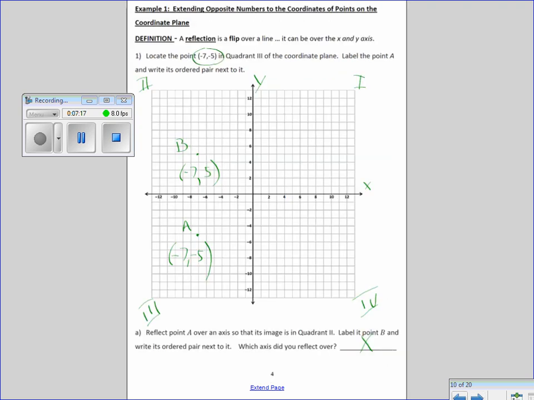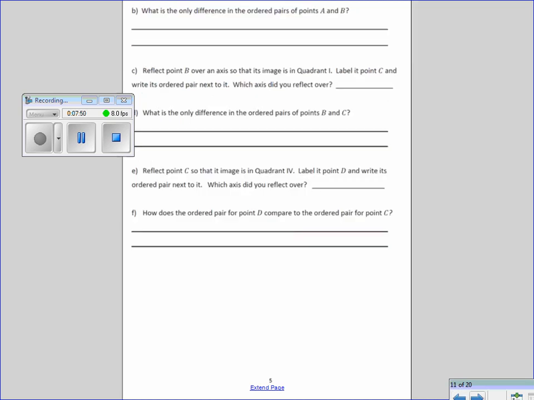This is what I mean by flipping back and forth. Take a look at your x. Are they the same or are they different? Take a look again, your first coordinate. Which is what? Okay, right, it hasn't changed. Negative 7 is still the same. What about the y? All right, let's write it. The only difference in the ordered pairs of points A and B is which coordinate?